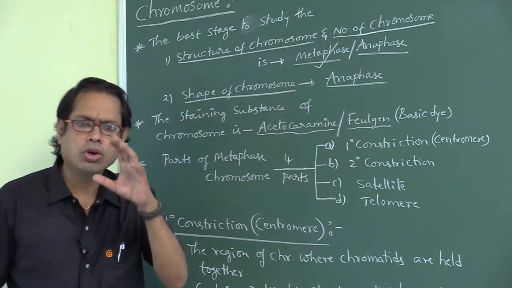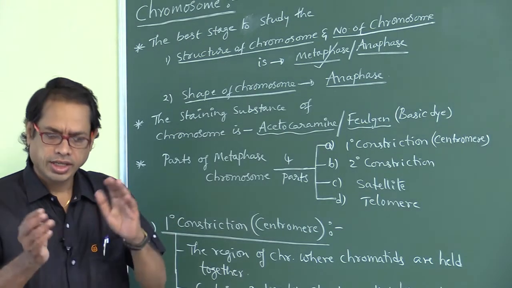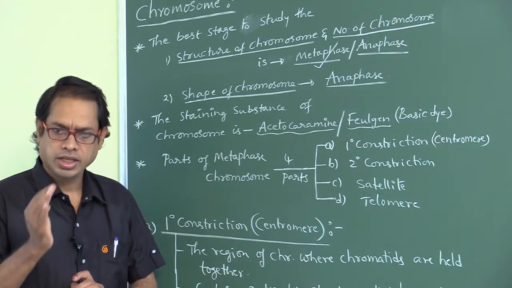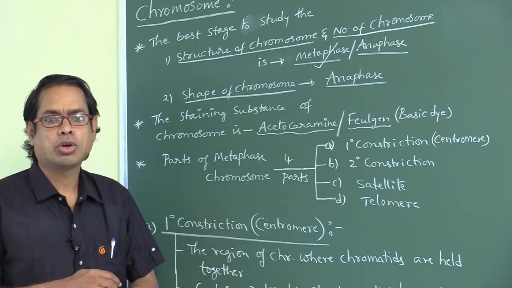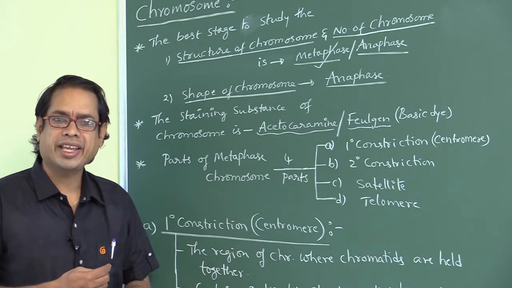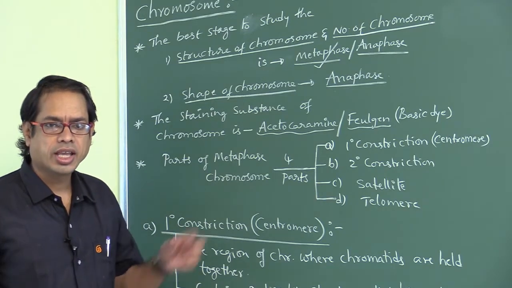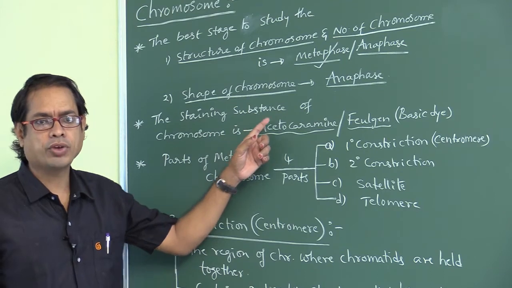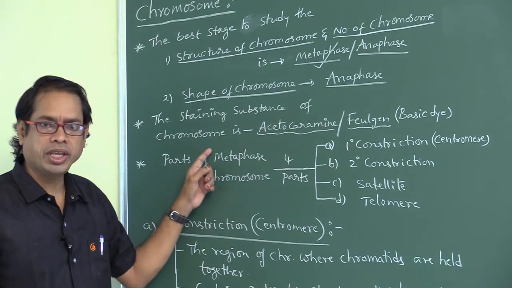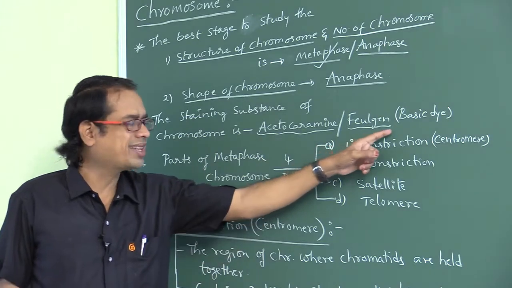Then, if we want to observe the chromosomes inside the cell, where do you find the chromosomes? Inside the nucleus. Inside the cell, the nucleus is present, and inside the nucleus, chromosomes are present. If we want to observe the chromosomes, we have to stain them. The staining substance of chromosomes is acetocarmine or Feulgen, which belongs to basic dye.